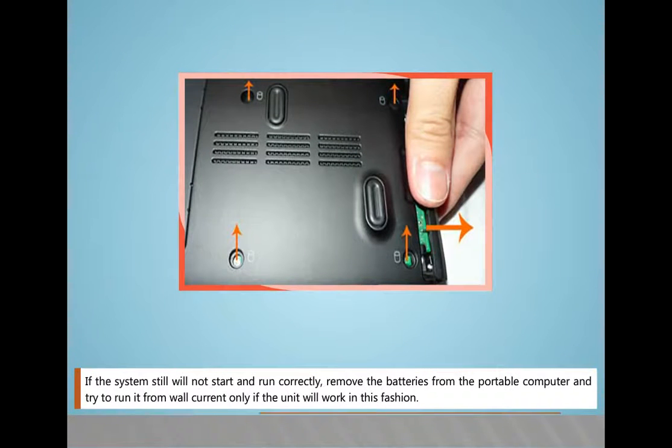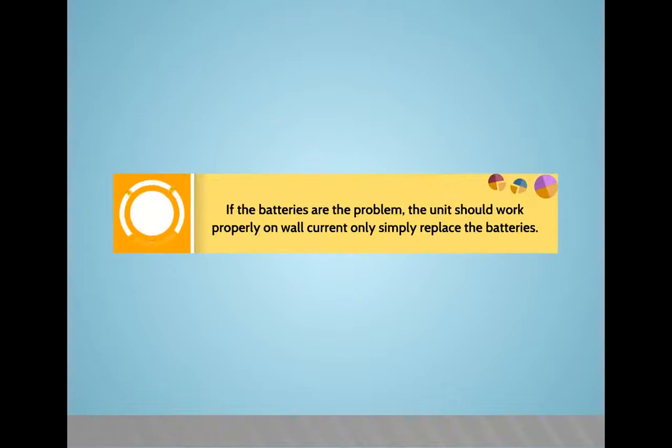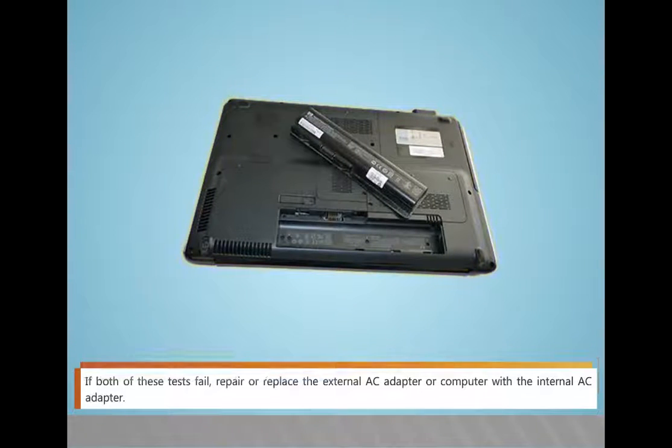If the system does not start and run correctly, remove the batteries from the portable computer and try to run it from wall current only, if the unit will work in this fashion. If the batteries are the problem, the unit should work properly on wall current only. Simply replace the batteries.